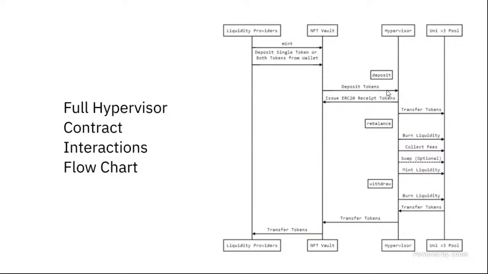Then the third part in the typical user journey is withdraw, where a user calls withdraw from the Visor web app, interacting with their NFT vault and the specific hypervisor they have LP'd to. And then what occurs is that liquidity from the Uniswap V3 pool is burned, and the tokens are returned to the hypervisor contract. These in turn are returned to your NFT vault and finally back into your wallet. So these are the three main functions that users are typically exposed to, and they define the overall hypervisor journey.